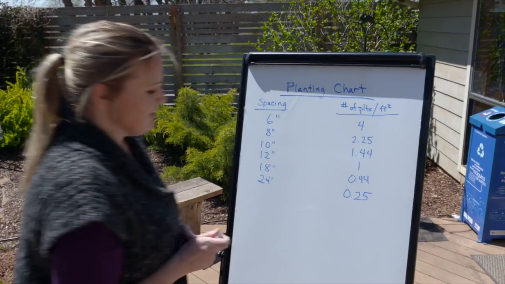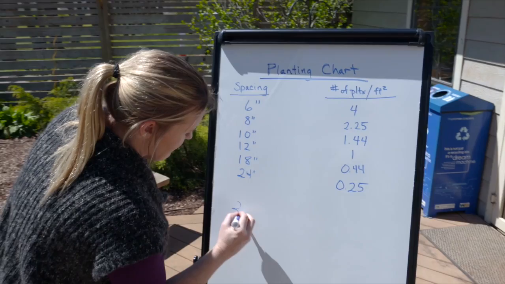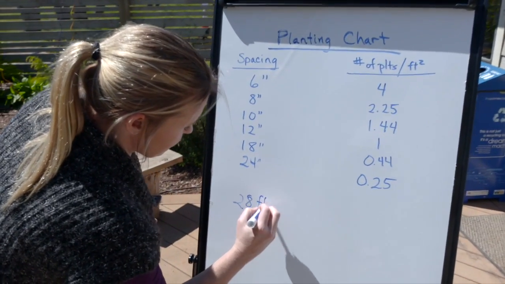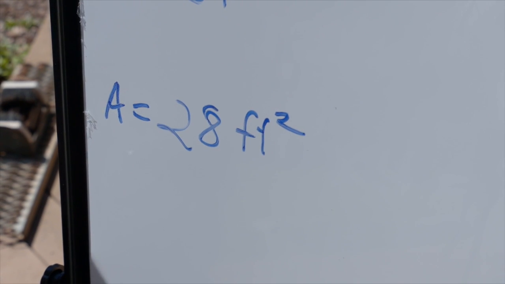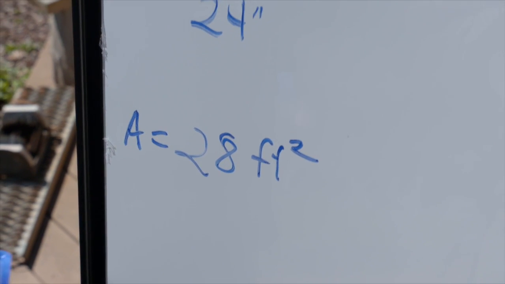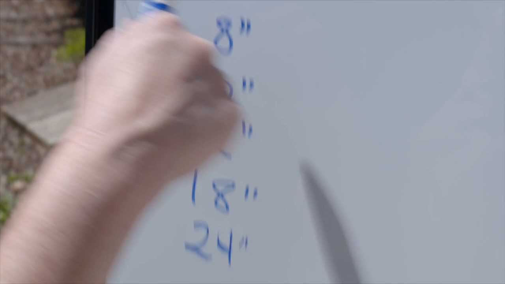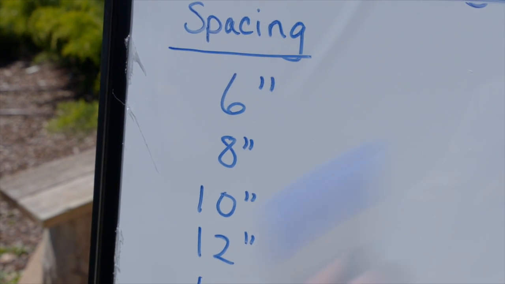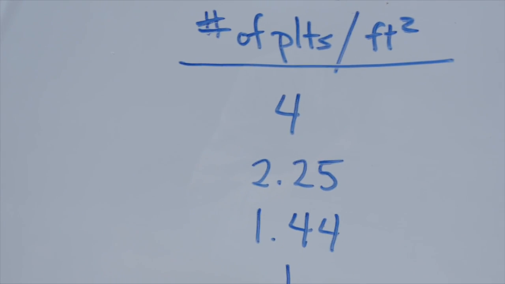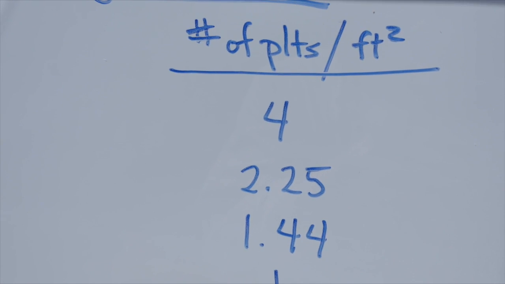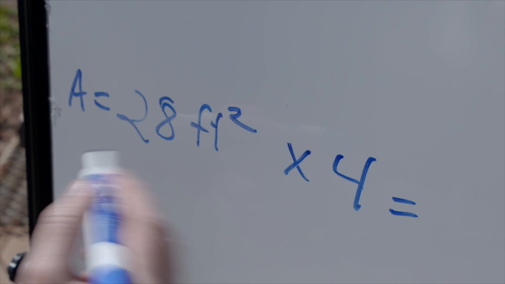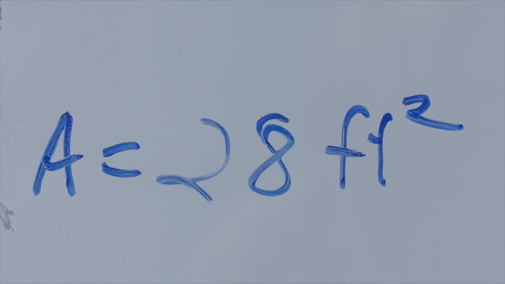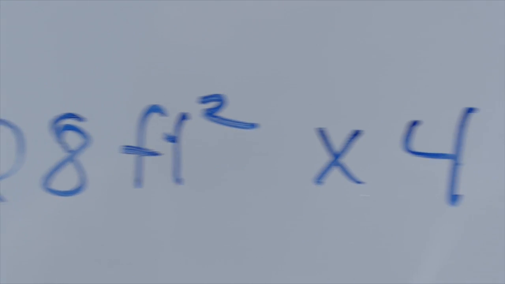So here we have 28 square feet. This is the area of our bed. We know our area is 28 square foot. Let's say we're going to plant some annuals that need to be 6 inches apart, and for that we're going to need 4 plants per square foot. So we'll multiply our 28 times 4, and that gives us 112 plants that we'll need to purchase.